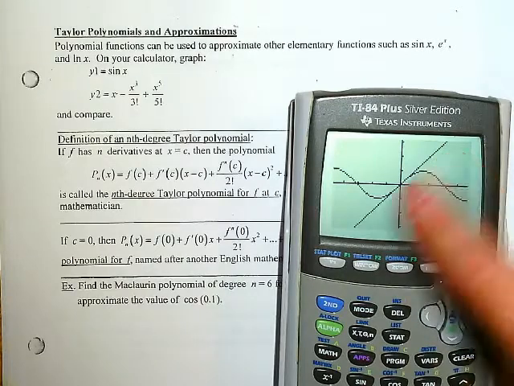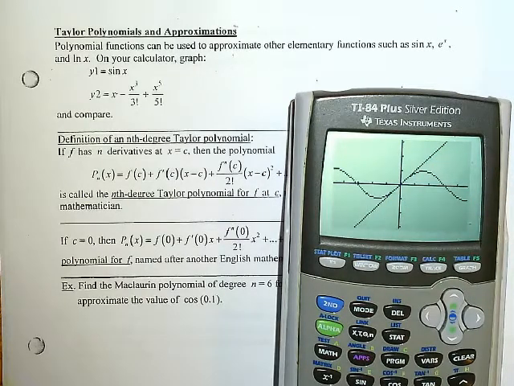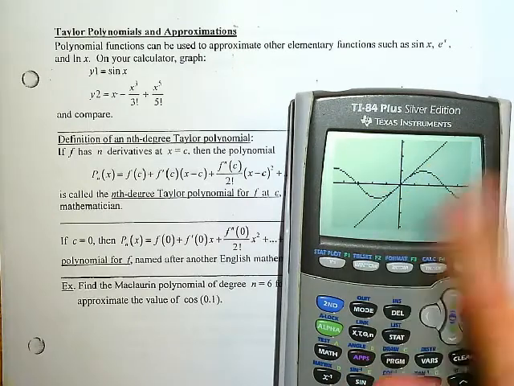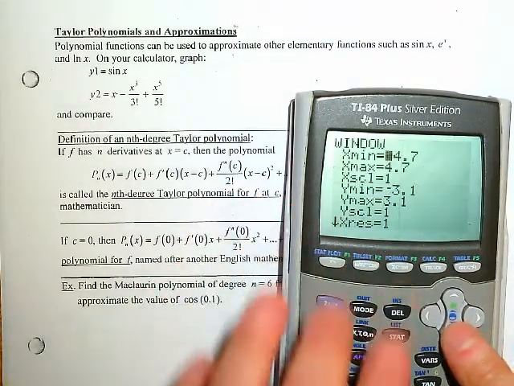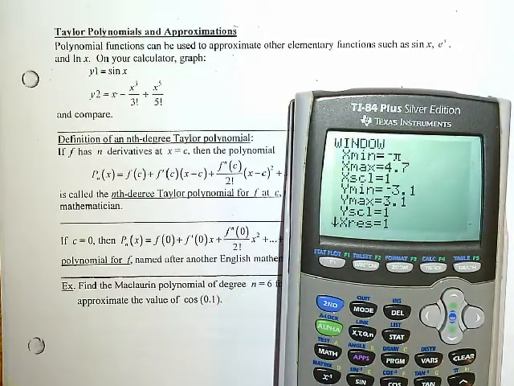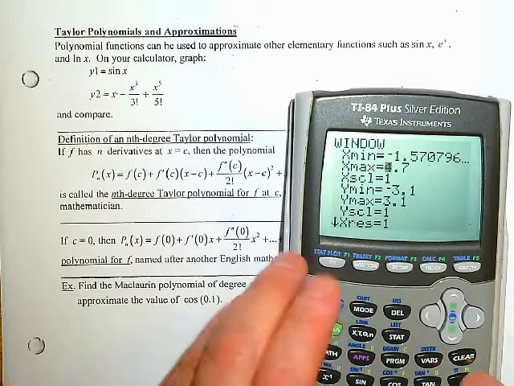Isn't that pretty crazy? From here to here. So it looks like about from negative pi over 2 to pi over 2, sine goes up to 1. Let's change our window now to be negative pi over 2 to positive pi over 2.